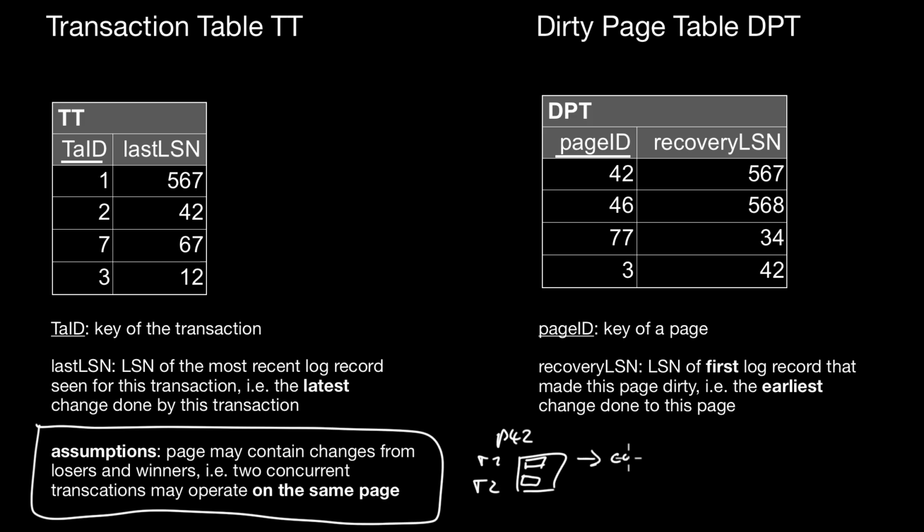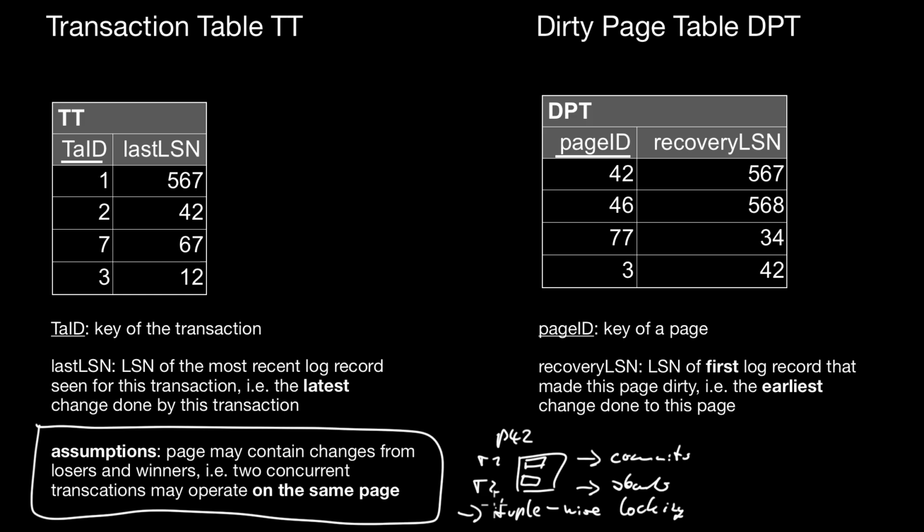So T1 commits and T2 aborts, as you have two concurrent transactions operating on the same page. In other words, we have a degree of concurrency that's smaller than the page size. We do not lock a single page. We have a locking mechanism that allows us to operate two transactions concurrently at the same time, which means we have typically something like tuple-wise locking.